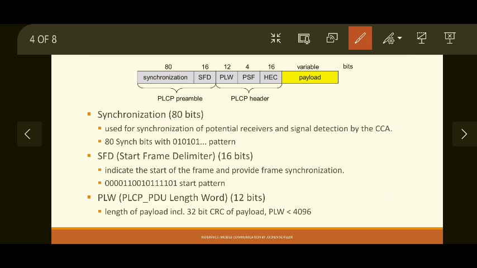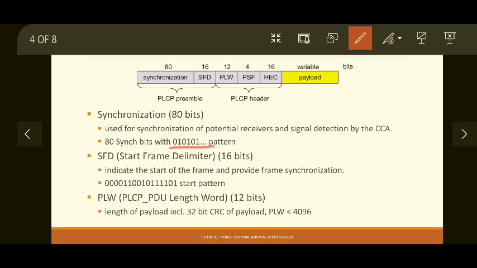There is a fixed pattern to it. There are alternate zeros and ones, total 80 bits, so 40 zeros alternately combined with 40 ones. Then the next field is SFD, which is 16 bits. SFD stands for start frame delimiter.